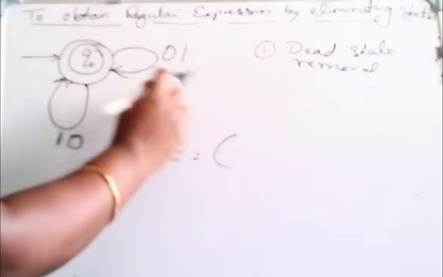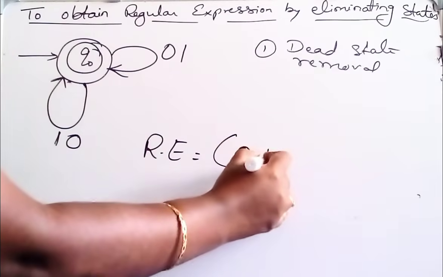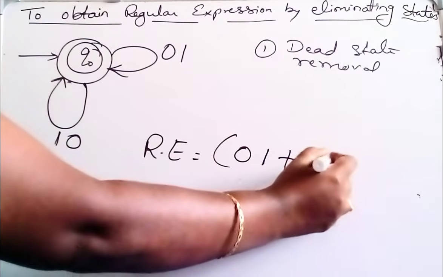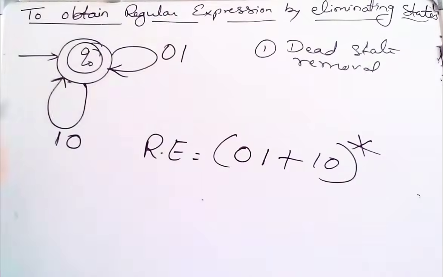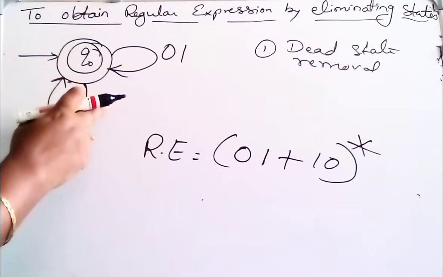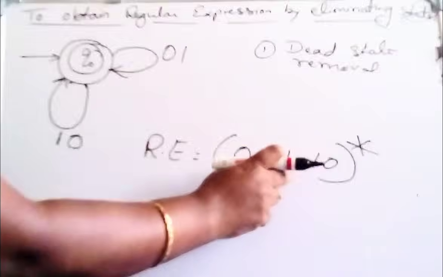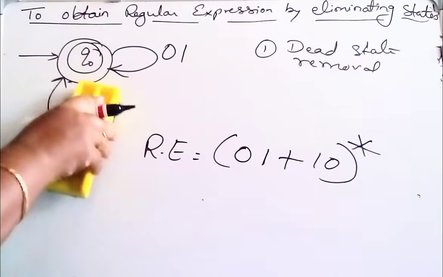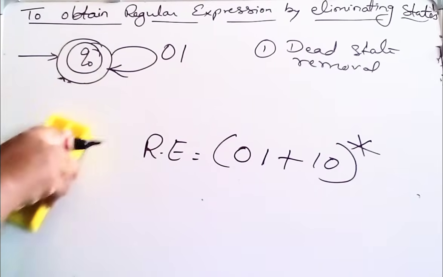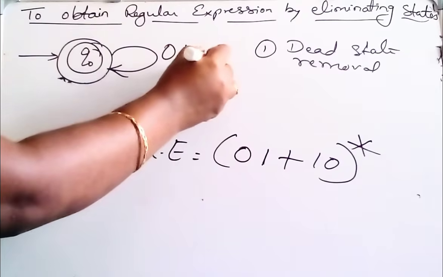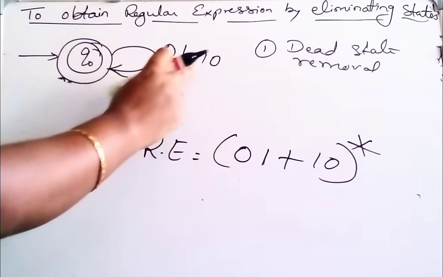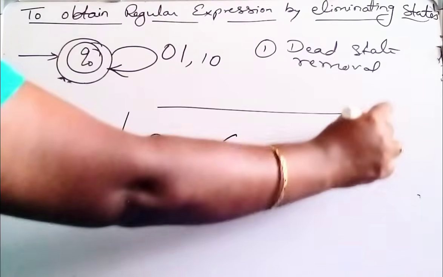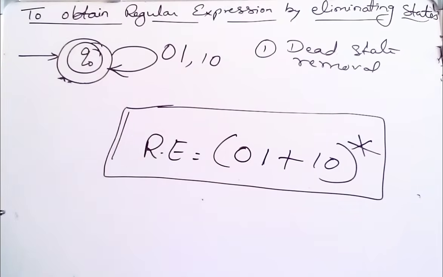So how do we write this? We can write it as 0 1 or 1 0, the whole star. So what is my regular expression for this automaton? It is nothing but (0 1 or 1 0) star. Instead of writing two self loops like this, we could have written it in a better way, that is 0 1 or 1 0. On giving 0 1 or on giving 1 0, it remains in the final state. So this is our final regular expression.